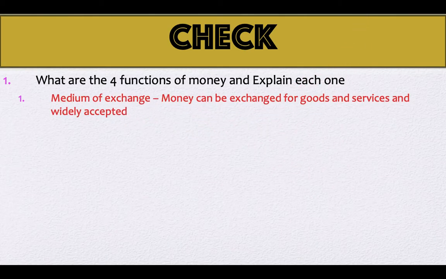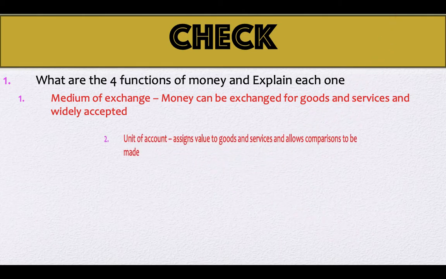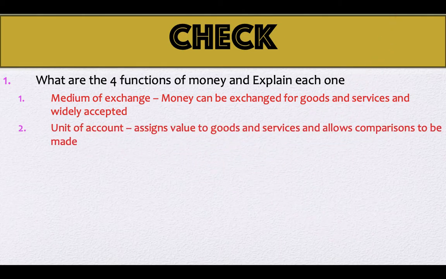In no particular order, 1 function of money is medium of exchange. What this means is that money can be exchanged for goods and services and is widely accepted. You can use it to exchange money for goods and services. 2, unit of account. This means that we can assign value to goods and services, and it allows comparisons to be made because it is a unified measure of value, and you can assign a monetary value to different products and make comparisons.